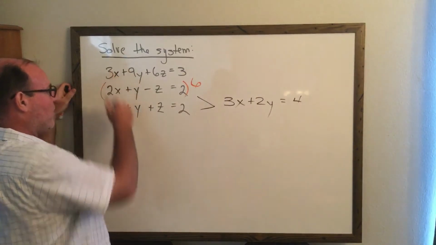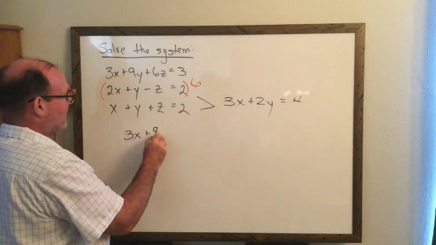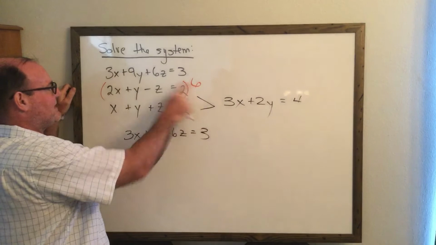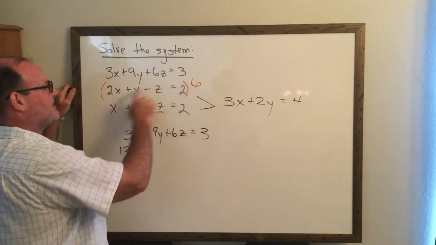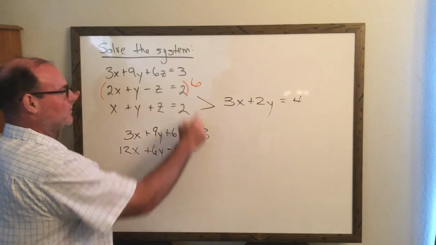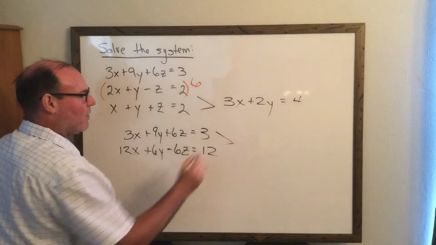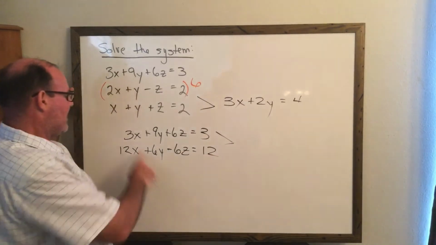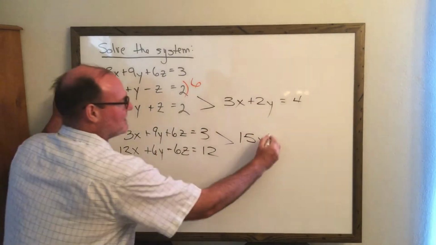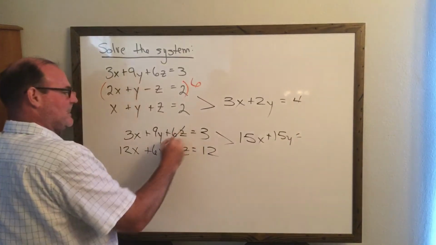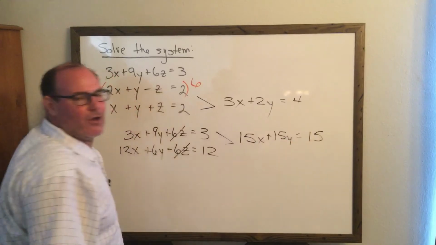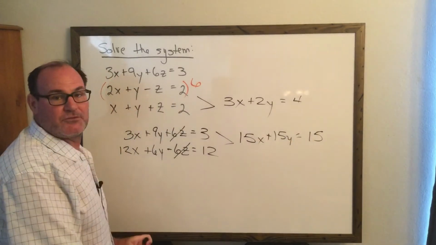I've got my top equation, my 3x plus 9y plus 6z equals 3. That is not changing. Then my next one, 6 times 2 is 12x. 6 times 1 is 6y. 6 times negative z is negative 6z, equal to 6 times 2 is 12. And now when I add those two things together, 3x and 12x is 15x. 9y and 6y is 15y, and then the z's cancel like I was hoping, and 3 and 12 is 15. Now that's just coincidental that all those coefficients are the same just for this problem.